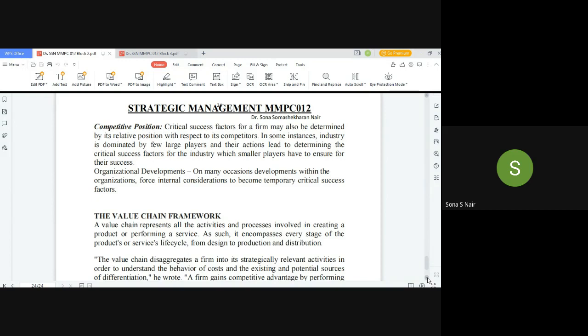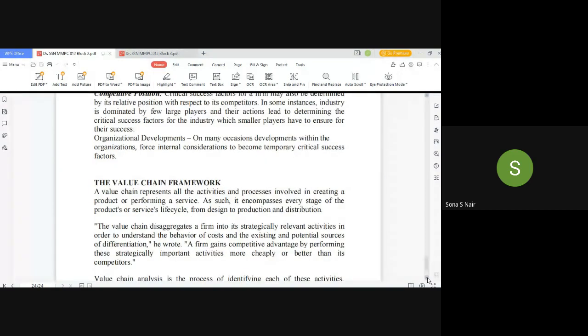Internal analysis would also include, to some extent, the value chain analysis or the value chain framework, study of the value chain framework. Now, what is a value chain framework?